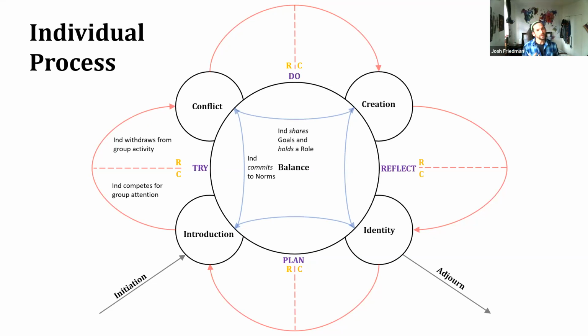Similarly, when we're thinking about moving from conflict to creation, we have goals established on the group level. The individual, on the individual level, shares those goals. And another way of saying it might be believing in them or committing to them, chasing them. And incredibly importantly, thank you, Miranda, for mentioning this earlier, they hold a role in the completion of that process, right? In the completion of that goal, they know what their responsibility is. These are the things that we want to look out for the individual.